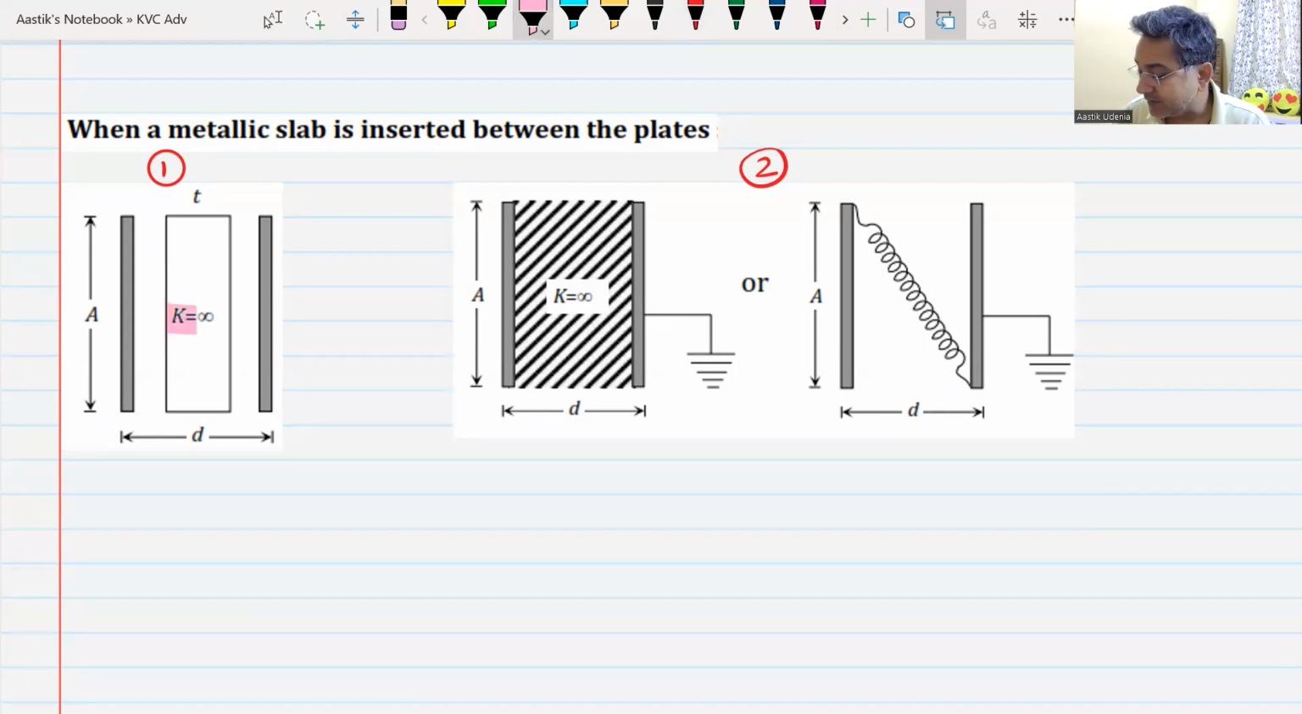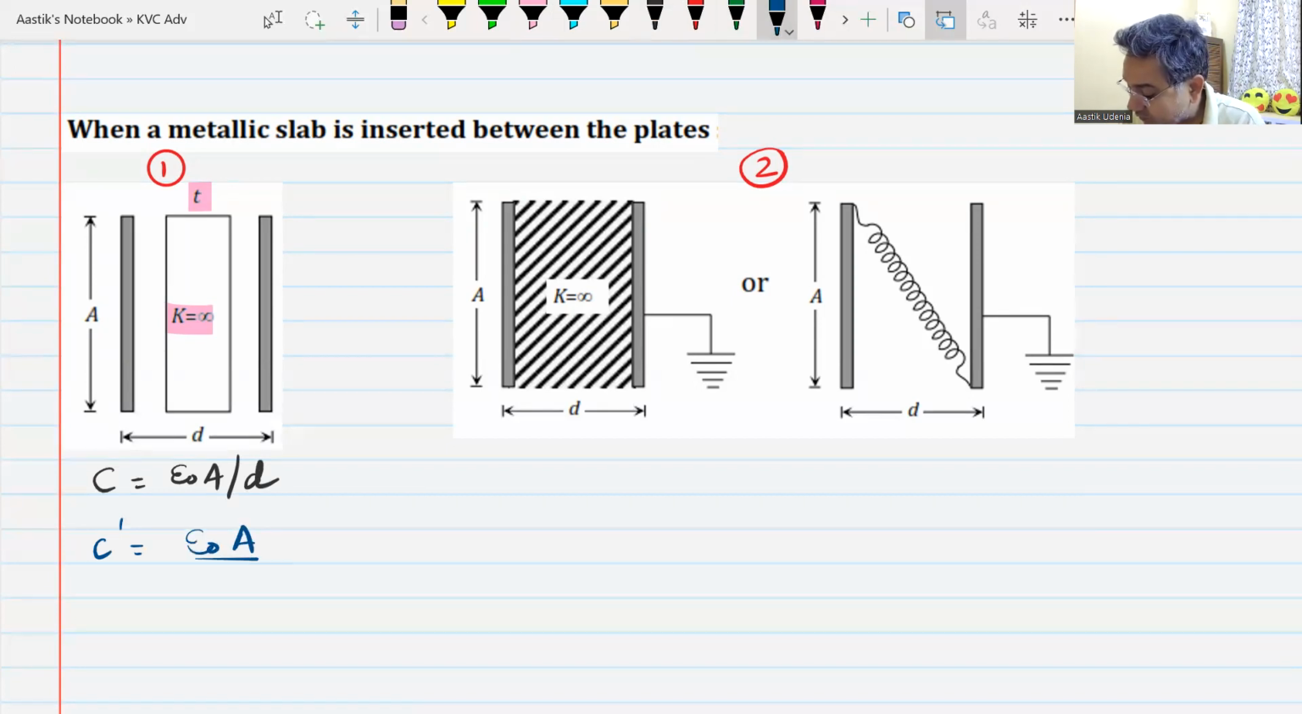What would be the capacitance in the first case? Epsilon naught A by D minus T, sir. The original capacitance was obviously equal to epsilon naught A by D. The new capacitance, remember, the K for a conductor is infinite. So it becomes epsilon naught A upon D minus T, because T by K is 0. Do we understand this? Yes, sir.